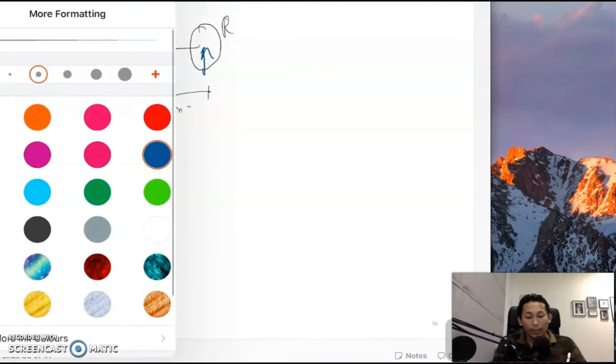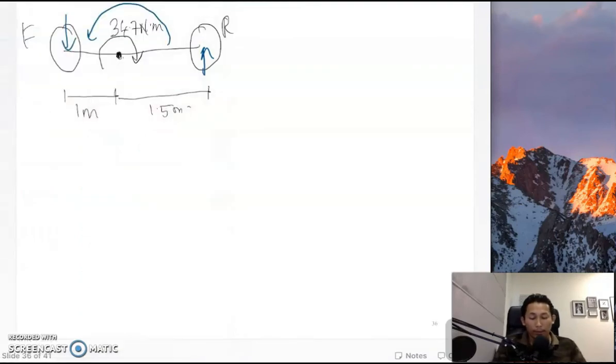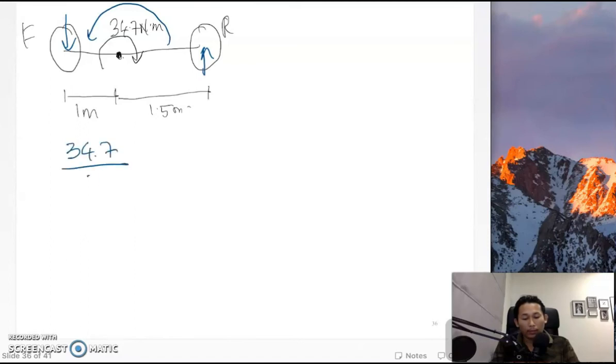Okay, so we can calculate for the engine. So we have front and rear, two wheels at the front and two wheels at the rear. So first we divide 34.7 by 2, and we can times 2.5.